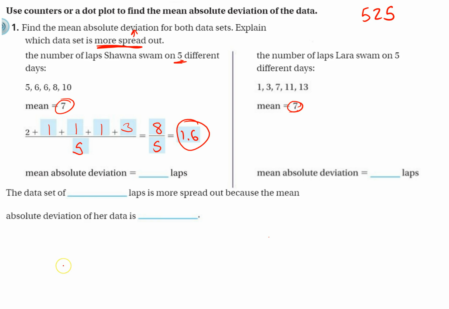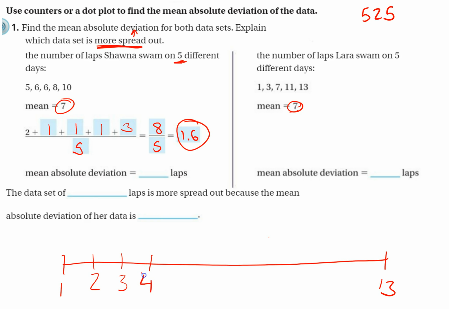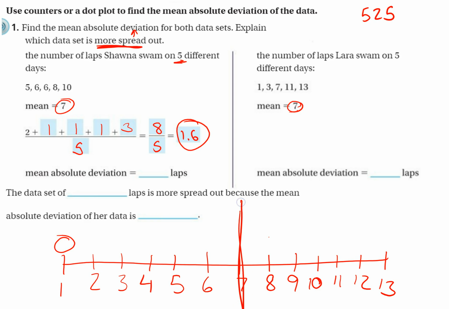Okay, so we have a number line starting at 1, ending at 13. 1, 2, 3, 4, 5, 6, 7, 8, 9, 10, 11, and 12. Okay, counter at 1. Oh yeah, and a line through 7, because that's where my mean is. They told me that. Counter at 1, which is 1, 2, 3, 4, 5, 6 away from the mean.